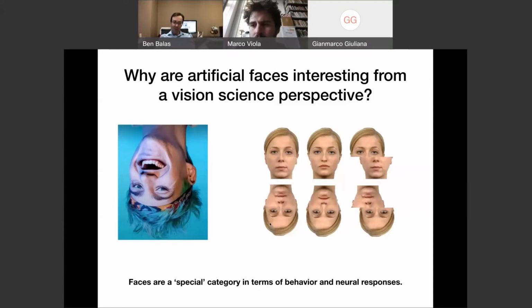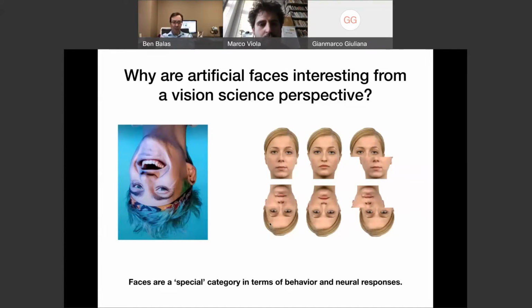On the left, I'm showing you an example of holistic processing of the face in the form of something called the inversion effect. So we know that if we turn faces upside down, they are much, much harder to recognize than when they are right side up. And this is not true for other classes of objects in general. How bad are you at recognizing features of upside down faces?